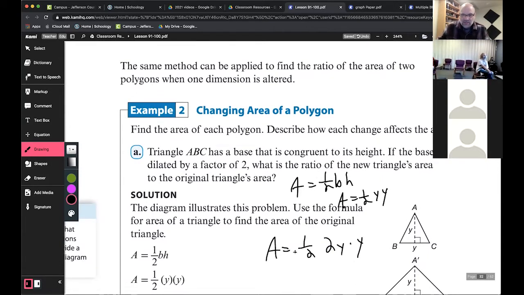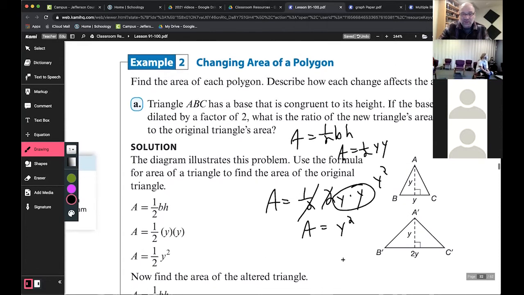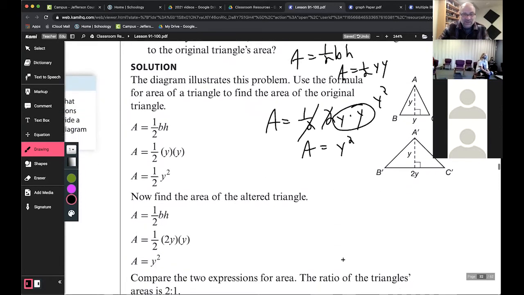Okay. Well, this is just 1/2 times 2 times y times y. This is still y squared, but this 1/2 and 2 cancel out. So A equals y squared. Well, how does 1/2 y squared compare to y squared?